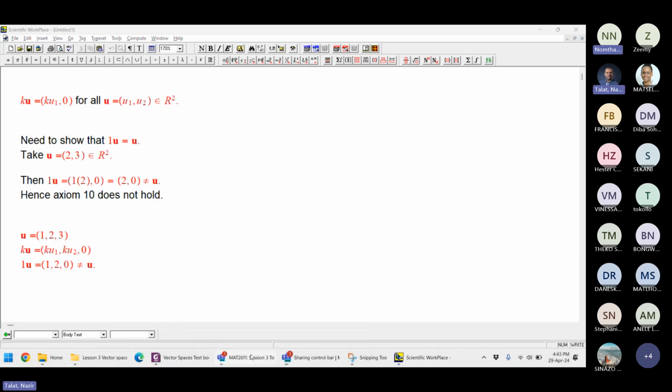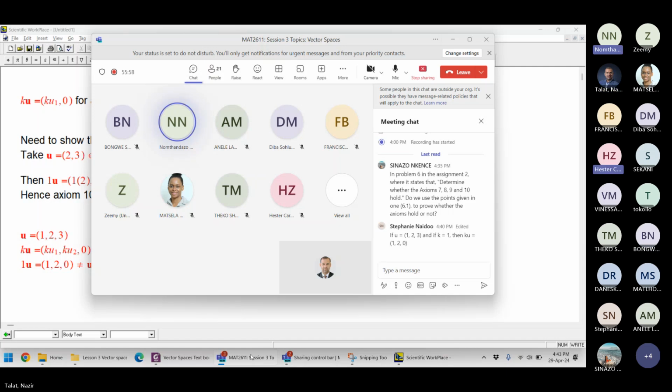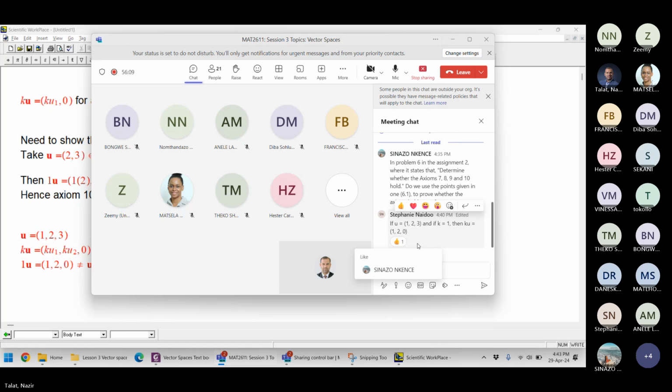Do you have any other question? Okay, so the problem is perfect. Yes, the answer is correct. If you put k equal to 1, then ku is equal to (1, 2, 0), which is not equal to u. Perfect.